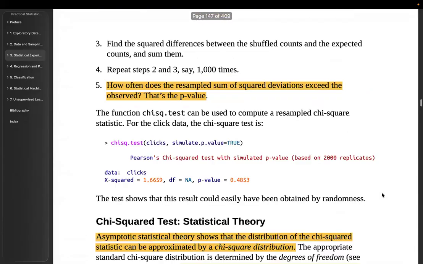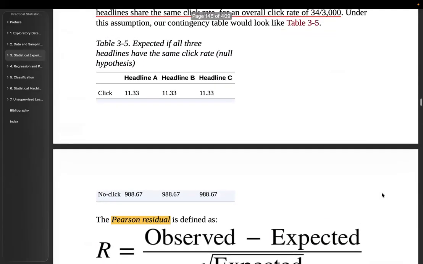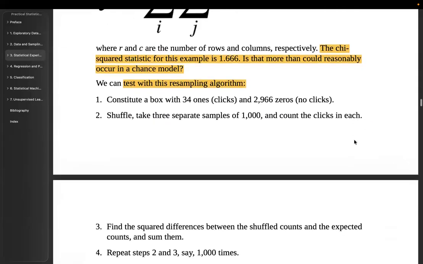So here, what is our degrees of freedom? How many rows here? 2 rows. R is 2, so R minus 1 is 2 minus 1, which is 1, times C minus 1. There are 3 columns, 1, 2, 3. 3 minus 1 is 2. So our degrees of freedom is 1 times 2, which is 2.